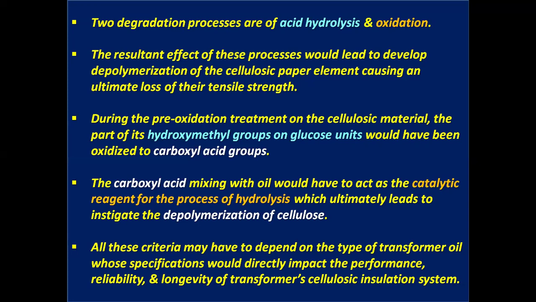During the pre-oxidation treatment on the cellulosic material, part of its hydroxymethyl groups on glucose units would have been oxidized to carboxyl acid groups. The carboxyl acid mixing with oil would act as the catalytic reagent for the process of hydrolysis, which ultimately leads to instigate the depolymerization of cellulose. All these criteria may depend on the type of transformer oil, whose specifications would directly impact the performance, reliability, and longevity of the transformer's cellulosic insulation system.